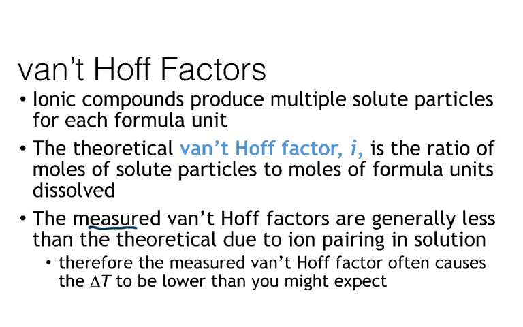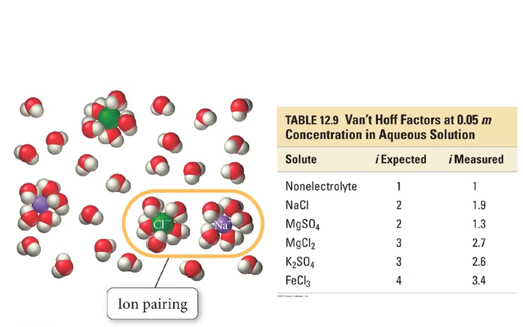The measured Van't Hoff factor is generally less than the theoretical because of ion pairing in solution. So the positive and negative charges are attracted to each other, and so your ions pair together. So when you measure your delta T for an ionic solution, it might be lower than you would expect. So here's ion pairing. You get the positive and negative charges interacting.